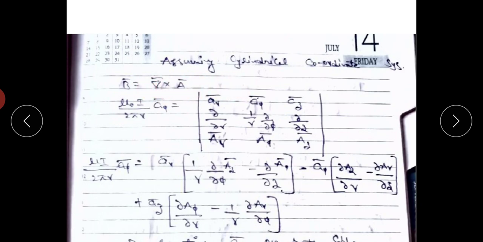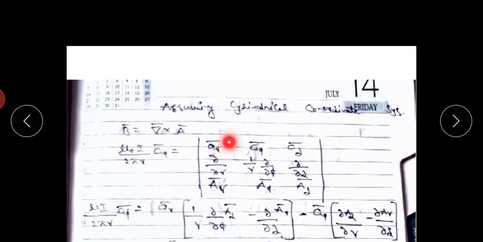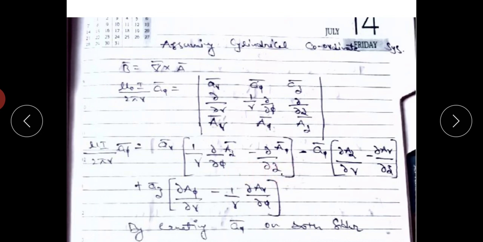In these two cases, the unit vectors are a r bar, a phi bar, a z bar. In the del bar operator, the a r bar component is dou by dou r, the a phi bar component is 1 by r dou by dou phi, and the a z bar component is dou by dou z. Similarly, in the vector magnetic potential A bar, the r component is A r, the phi component is A phi, and the z component is A z. So it equals a r bar into (1 by r dou by dou phi of A z minus dou by dou z of A phi), minus a phi bar into (dou by dou r of A z minus dou by dou z of A r), plus a z bar into (dou by dou r of A phi minus 1 by r dou by dou phi of A r).